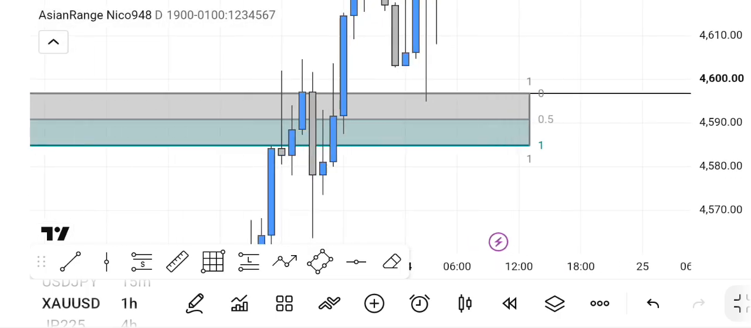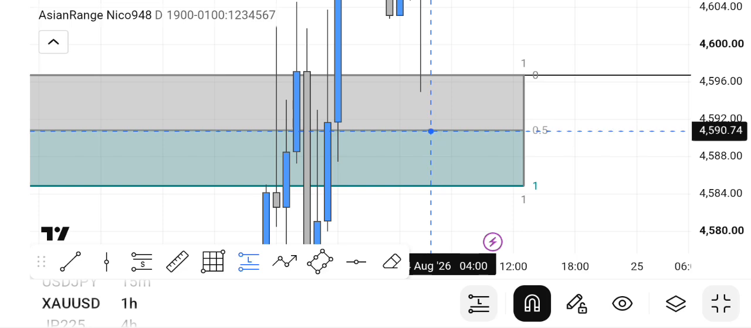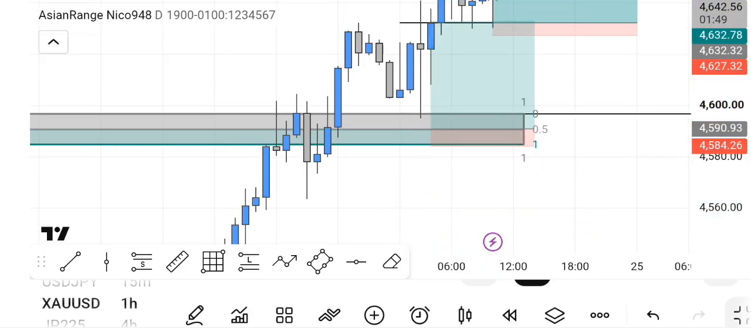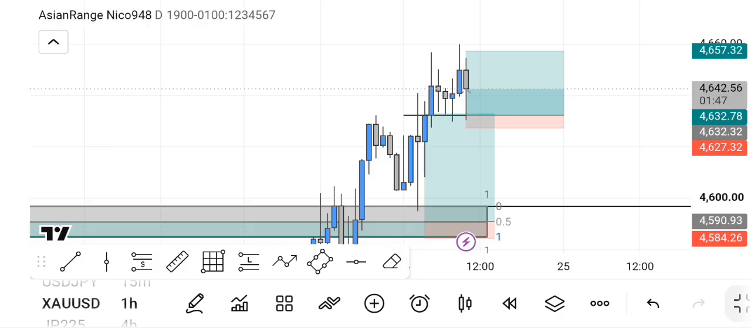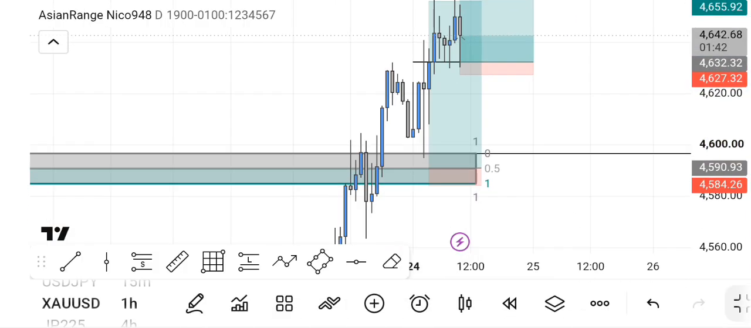But as there's no key level here, this is the entry. Yes, the entry here. So that will be my entry. That's on 50%. But price didn't do that.